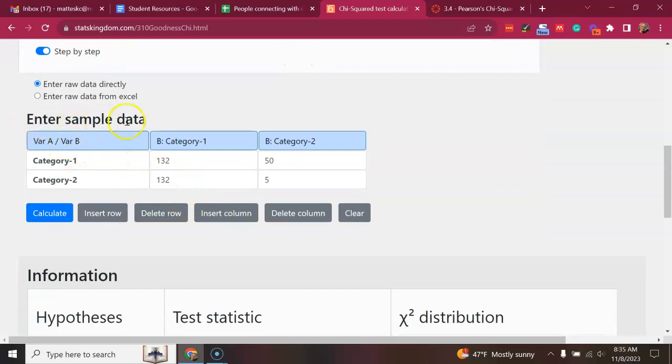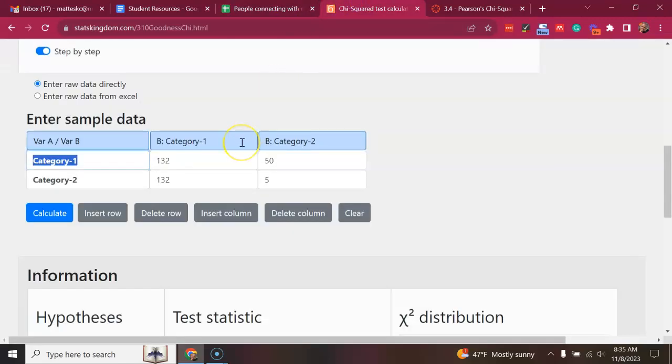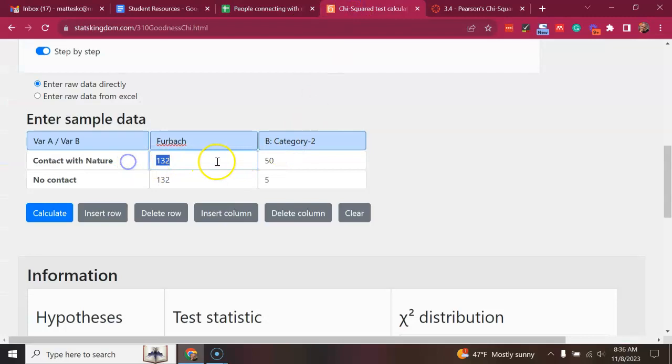And when we come down here, it says enter your sample data. And there's 2 categories, 2 rows, and 2 columns. So in this case, our first category is going to be contact with nature. So we'll just type that in. And you can change this to whatever you think it would be for your analysis, but no contact. And then we have the first park, which is Furbach. And there were, again, 3 that had contact and 3 individuals that did not have contact.